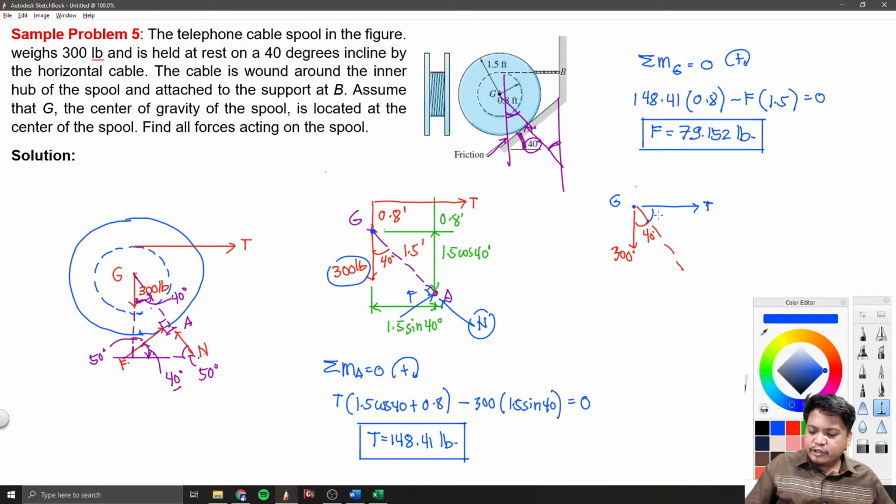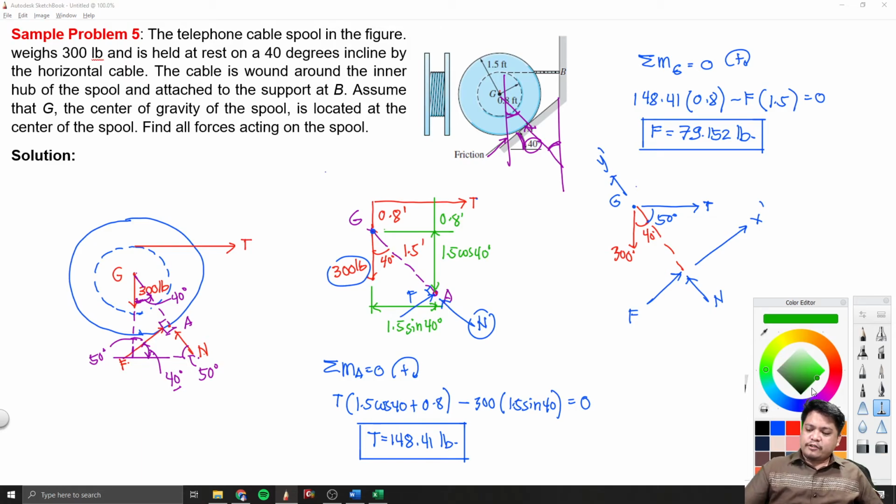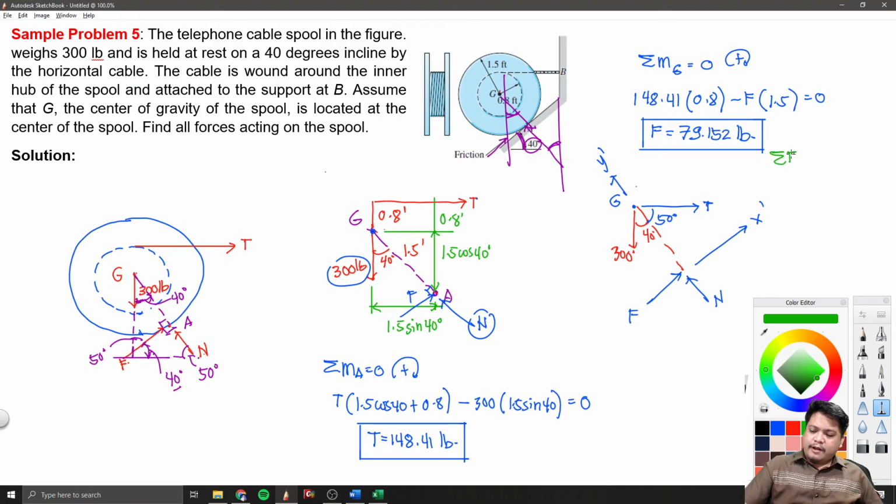So, T. Kasi horizontal naman siya. So that's around 50 degrees. Okay? And then dito meron akong F. And then dito meron akong N. So yan lang, no? So ito gagawin kong Y prime. Ito ang gagawin kong X prime. Okay? So pwede kong gawin, magsa-summation forces ako about the Y prime equal to 0. Okay? So parang pag ganun yung aking positive. Kaya lang, meron lang ako ditong pataas na N.